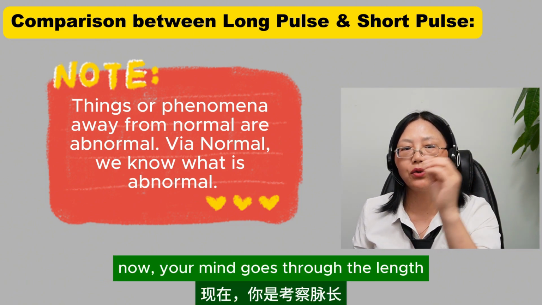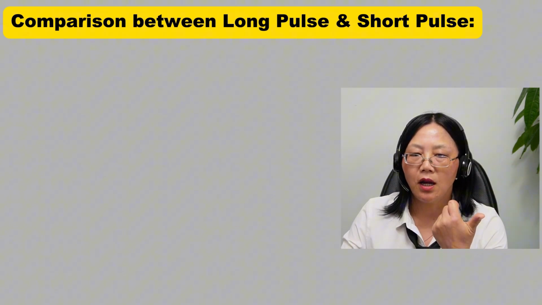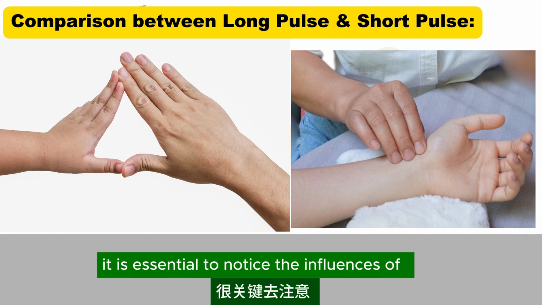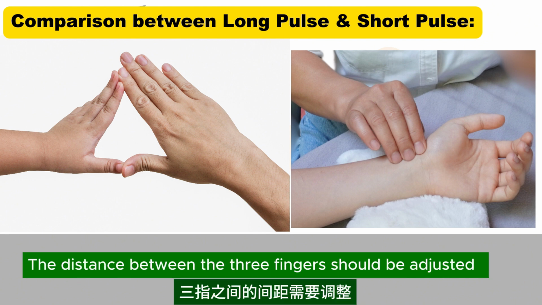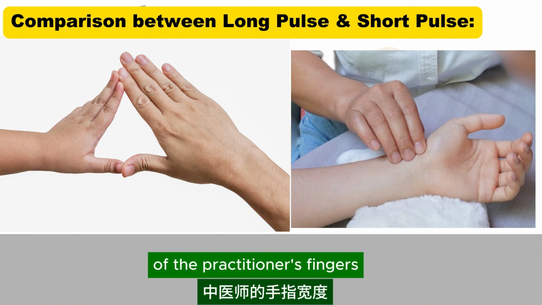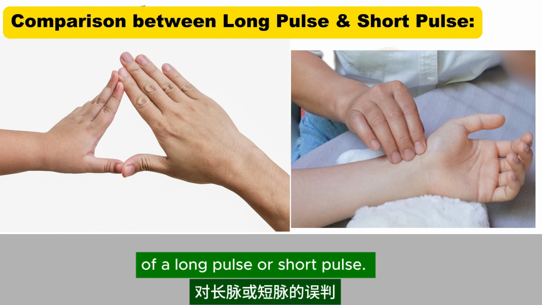Now your mind goes through the length. That's where you recognize the long pulse and the short pulse. Attention, please. When observing a patient's pulse length, it is essential to notice the influences of the relative finger sizes of the patient and the TCM practitioner. The distance between the 3 fingers should be adjusted according to a patient's height and the width of the practitioner's fingers. Otherwise, it may lead to a misjudgment of a long pulse or short pulse.